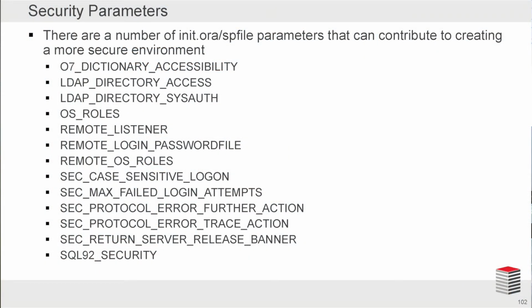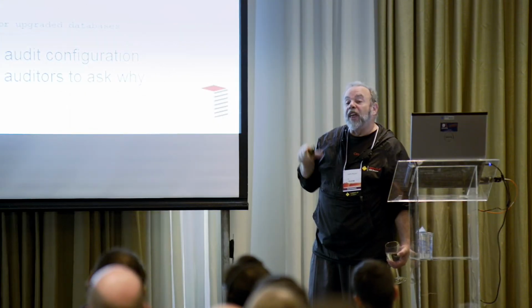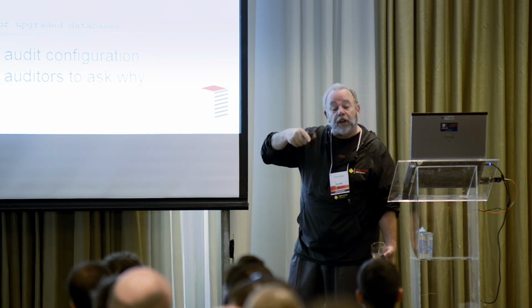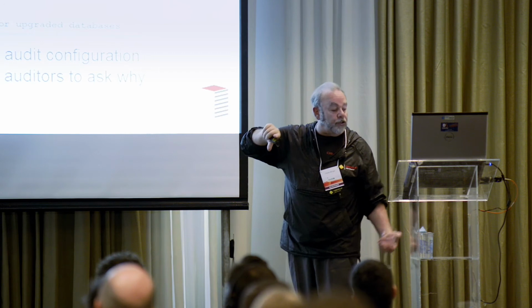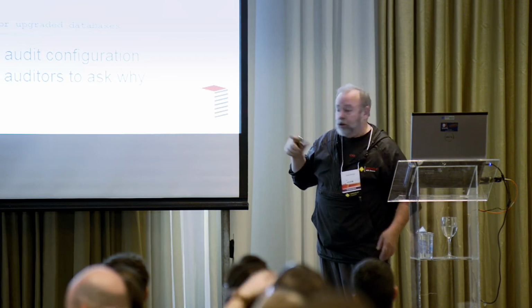There are a lot of security parameters in the init.ora that you can configure, none of them configured by Oracle by default. But here's one of the most important things that you'll see when you move from Oracle 11 to 12. There is now in rdbms/admin a new file which has never existed before called secconf.sql, which stands for Secure Configuration. It's important that you read it and understand what's in there because this is run by default. This is not something where you say, I want a secure configuration, I will run this script. It is a new capability: Oracle has changed the way they secure Oracle databases, and you need to understand what it's going to do to your database that you've never seen before.